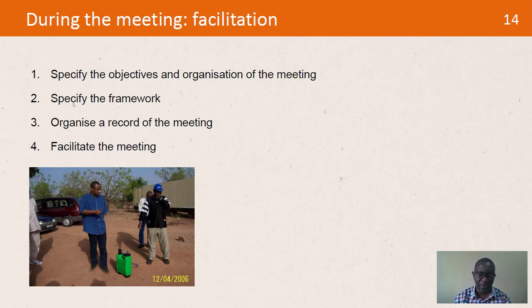4. Facilitate the meeting. The facilitator should ensure that the meeting is conducted well. So they should ensure a facilitating and regulating function. If they are acting in a production function, they should do so explicitly.